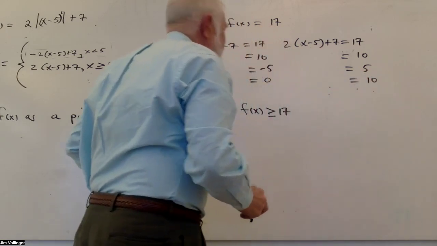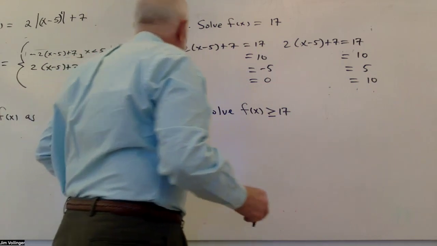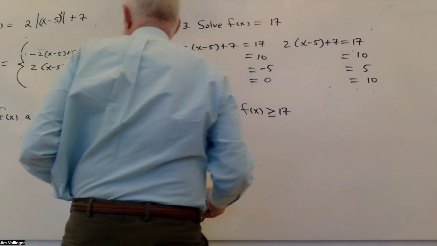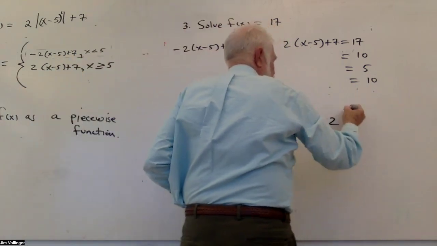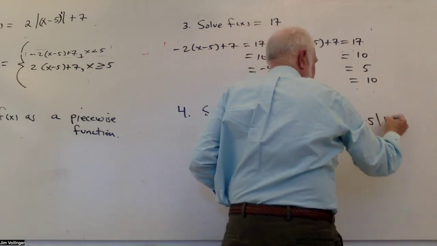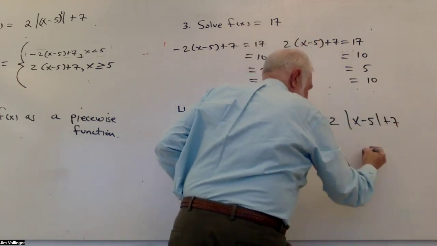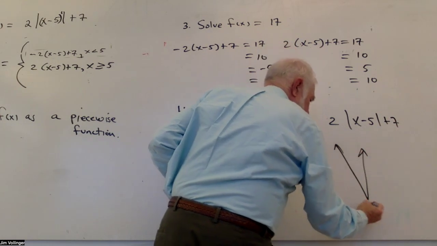Well, I think that 0 and 10, let's get that graph up one more time real quick. So let's just look at it over here. x minus 5 plus 7, right? V shape. 5, 7.